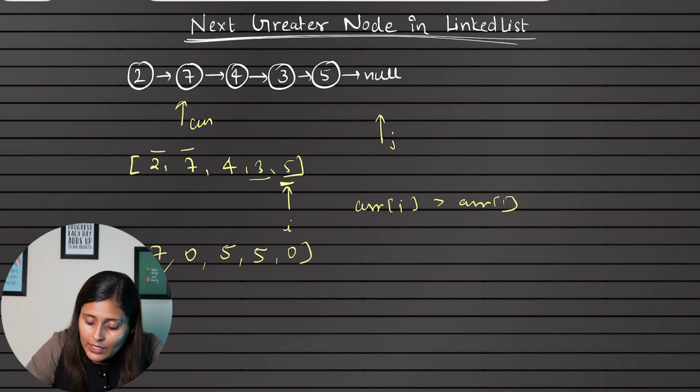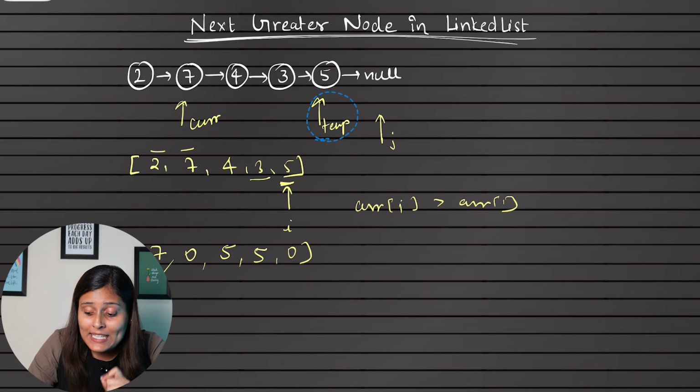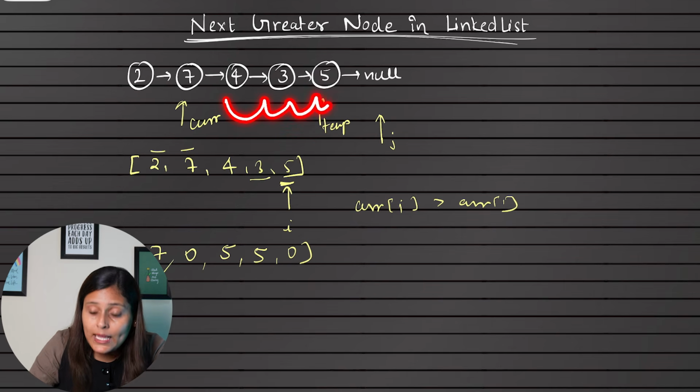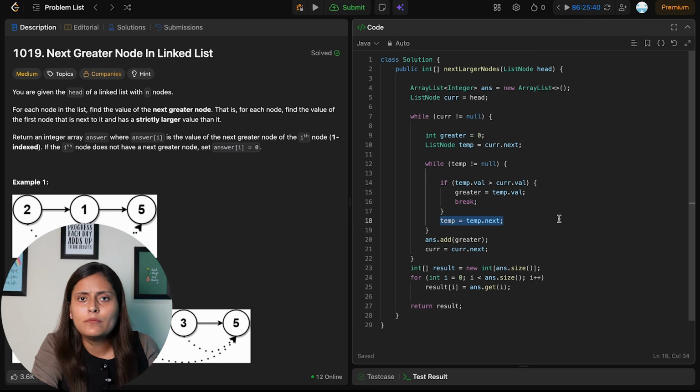Let's say current is here. Now for this current, temporary will be here. Now you'll keep on checking, hey temporary, are you greater than current value? No. Hey, now are you? No. Are you? No. So when it is no, I simply have to move our temp ahead, correct? So that's what: if my temporary variable is not greater than the current value, then simply move your temporary ahead, and that's it.